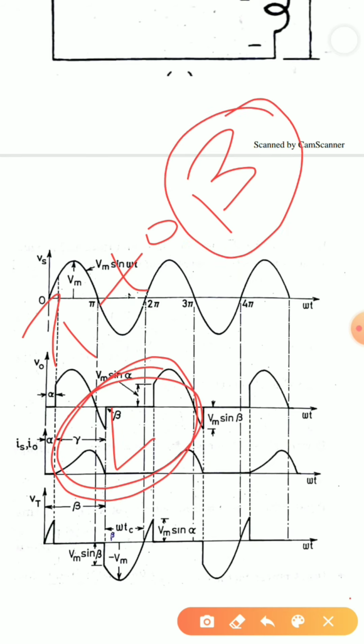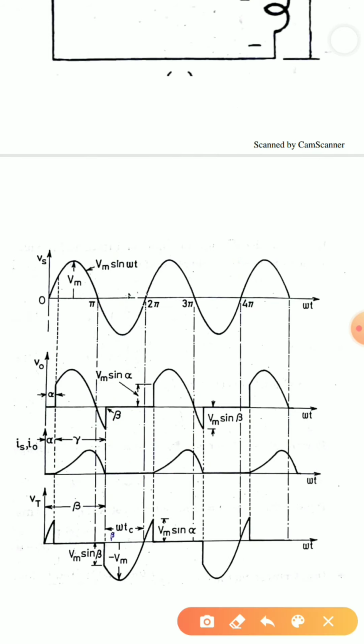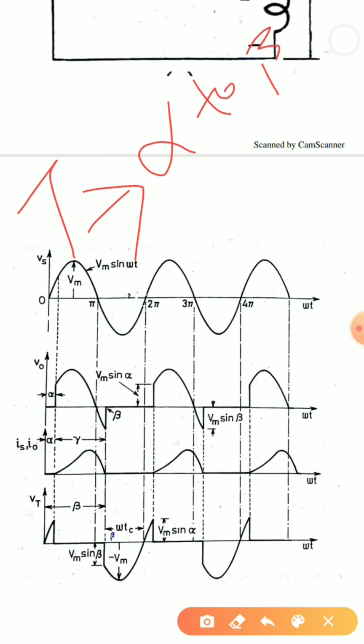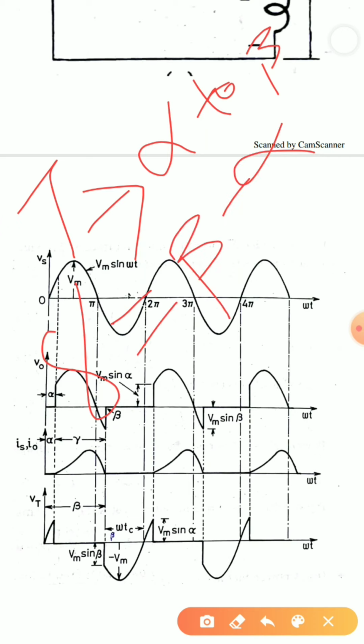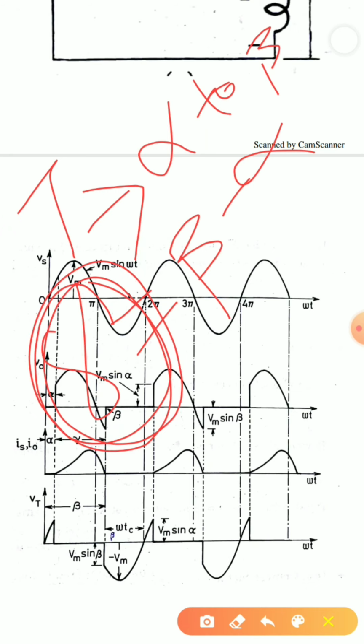Beta is nothing but my extinction angle, and I can find out the conduction angle, that is, for what duration my thyristor is conducting. Here it can be clearly seen that my thyristor is conducting from alpha to beta, that is, current is flowing from alpha to beta. So to find my conduction angle, I have to subtract beta minus alpha. This is called my conduction angle, gamma, which is for what duration my thyristor is conducting.